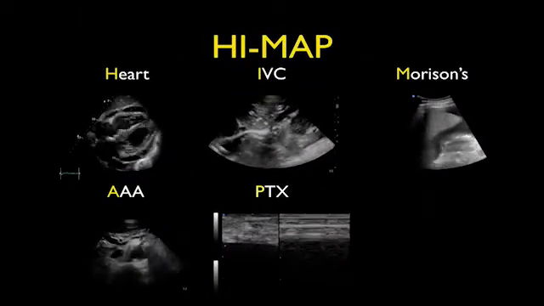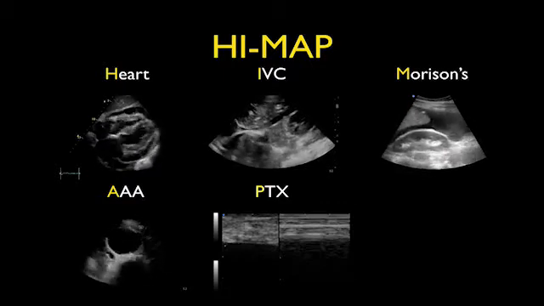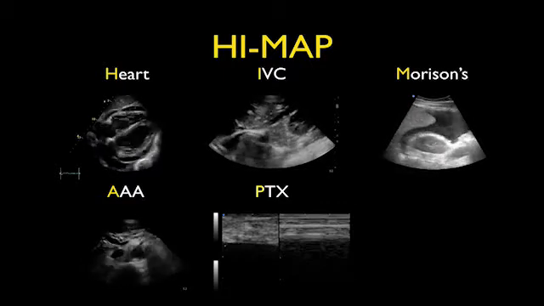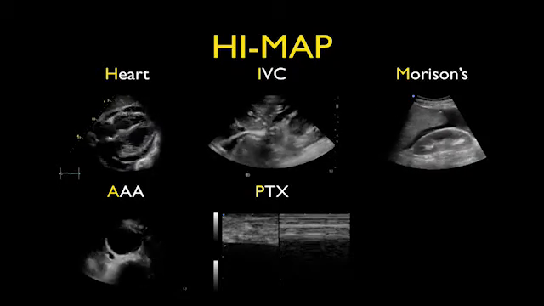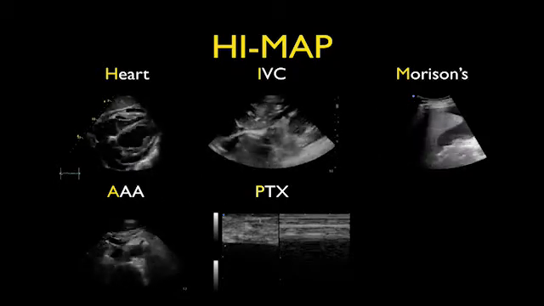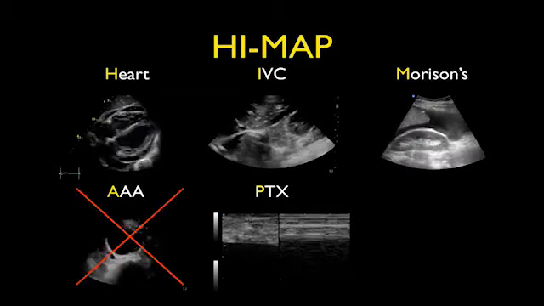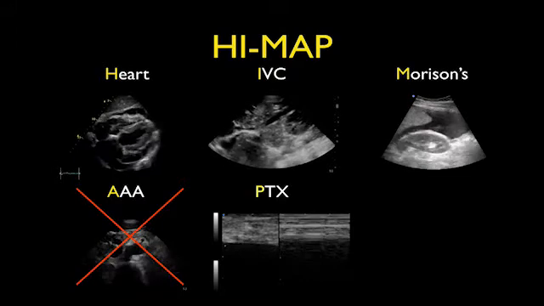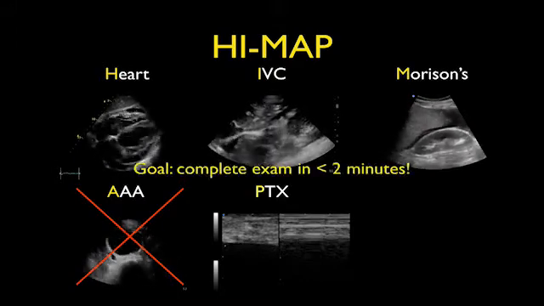I had mentioned HIMAP. This is a mnemonic to remember the components of the RUSH protocol, and that stands for heart, IVC, Morrison's, aorta, AAA, and P for pneumothorax, or you can remember it as pulmonary for lung. I'll reinforce this over and over again: we don't need to do AAA for kids.